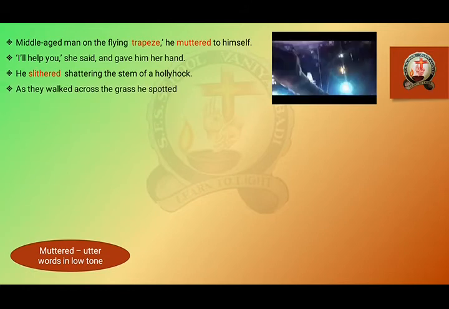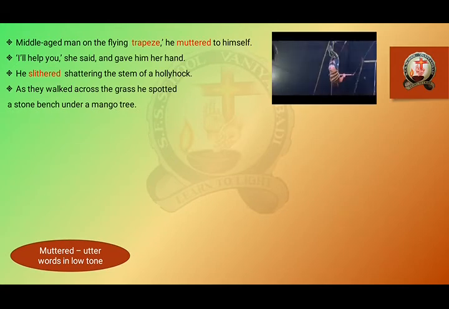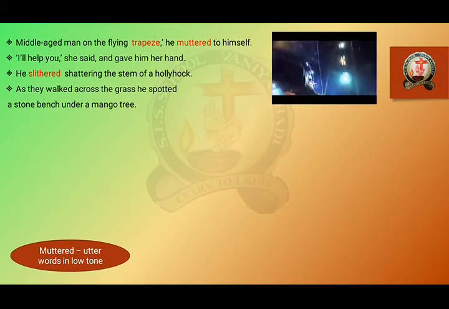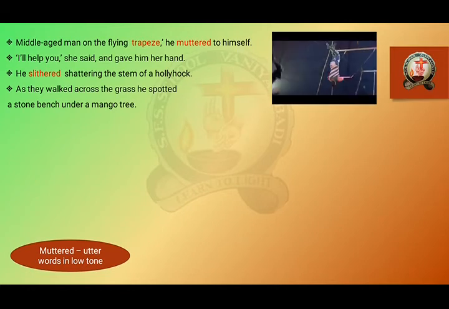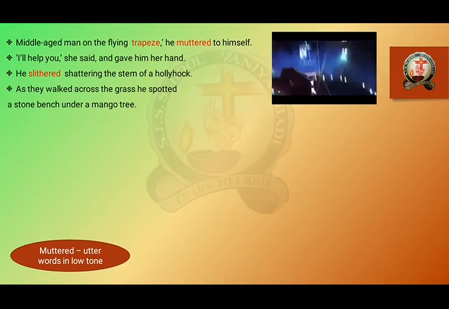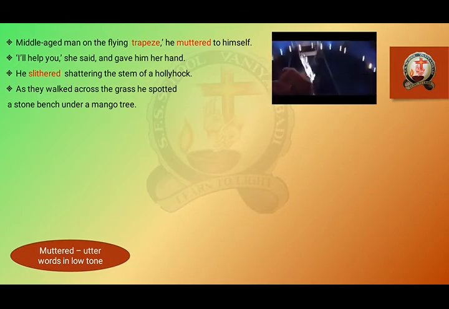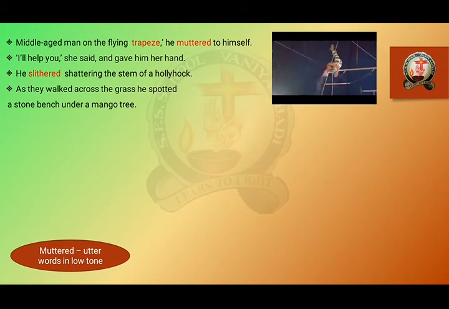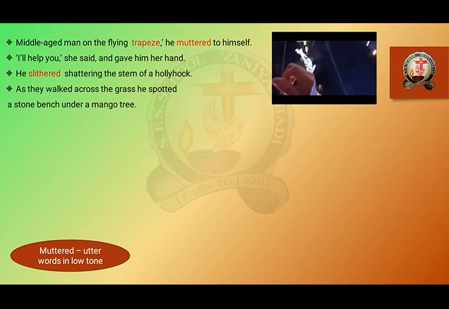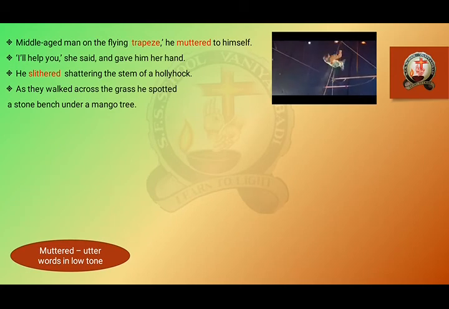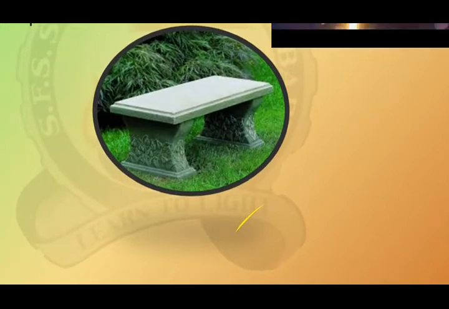And as they walked across the grass, he spotted a stone bench under a mango tree. He climbed up the wall, saying, middle-aged man on the flying trapeze, like a trapeze he is climbing up the wall. And the girl replied that she wants to help him. After he climbed up the wall, he becomes unsteady and slightly falls on the stem of the hollyhock which is planted there. And after that, as they walked across the grass, he spotted a stone bench under a mango tree. After climbing the wall, the man happened to see a stone bench under a mango tree. So this is a kind of stone bench.